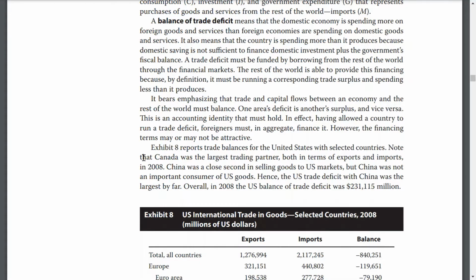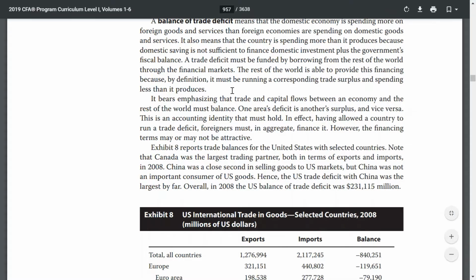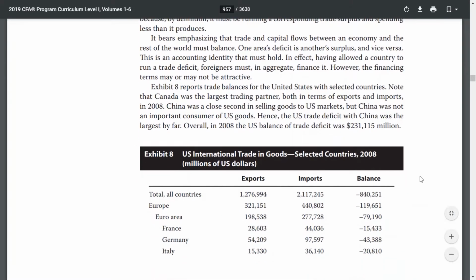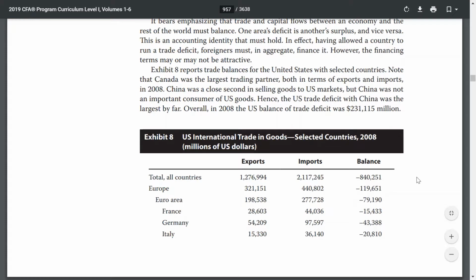Exhibit A reports the trade balance between the United States and selected countries. Note that Canada was the largest trading partner, both in terms of exports and imports, and in 2018, China was close to second, selling goods to the U.S. market, but China was not an important consumer of U.S. goods. Hence, the U.S. trade deficit with China was the largest by far overall. In 2018 or 2008, the U.S. balance of trade deficit was around 231.115 million. Okay, so here's Exhibit A.